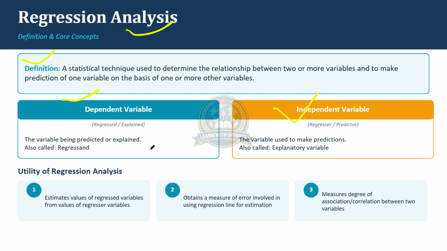Utility of regression analysis. Utilities: estimates values of regressed variables from values of regressor variables. Obtains a measure of error involved in using regression line for estimation. Measures degree of association, correlation between two variables.